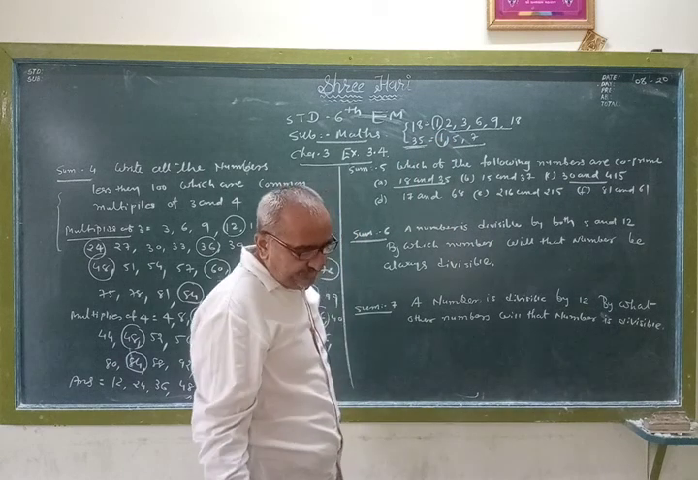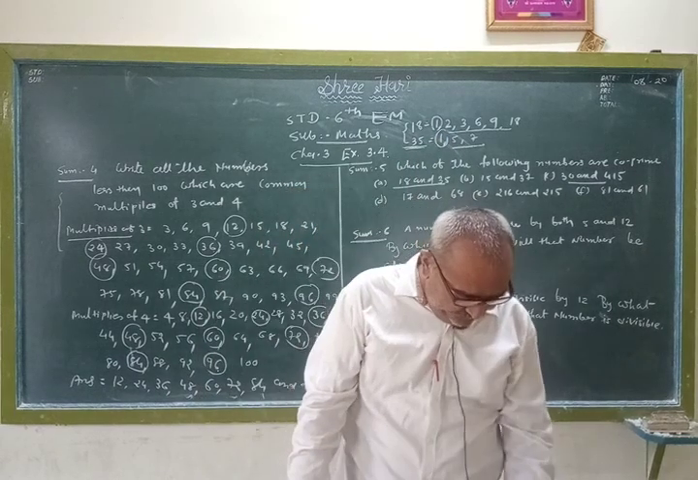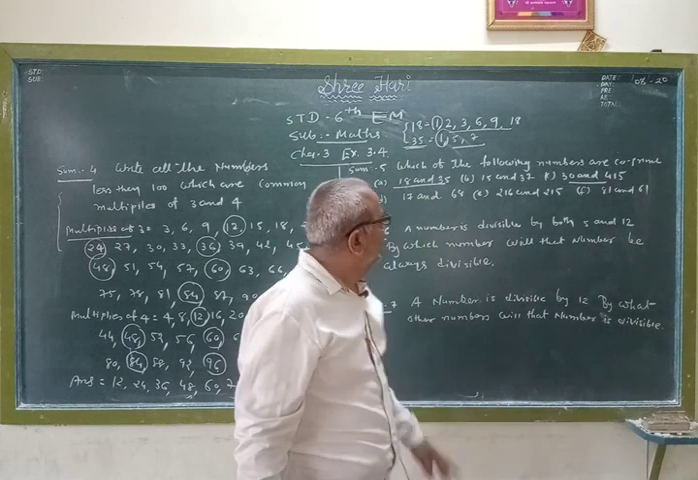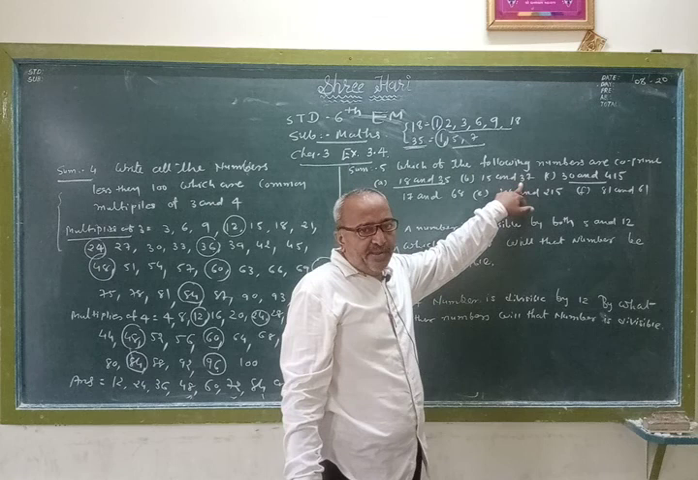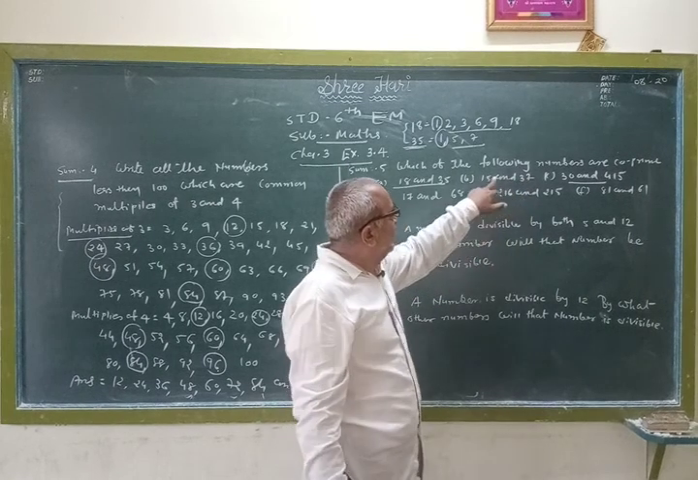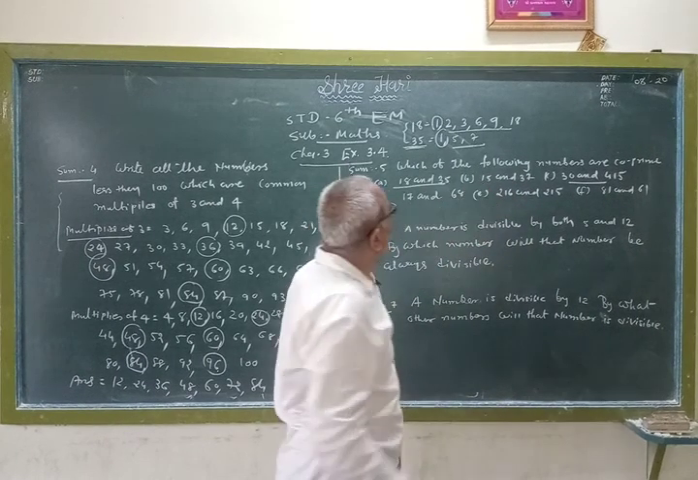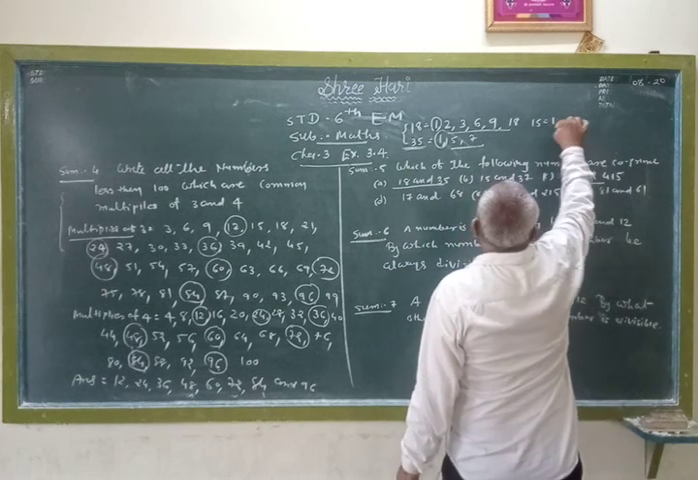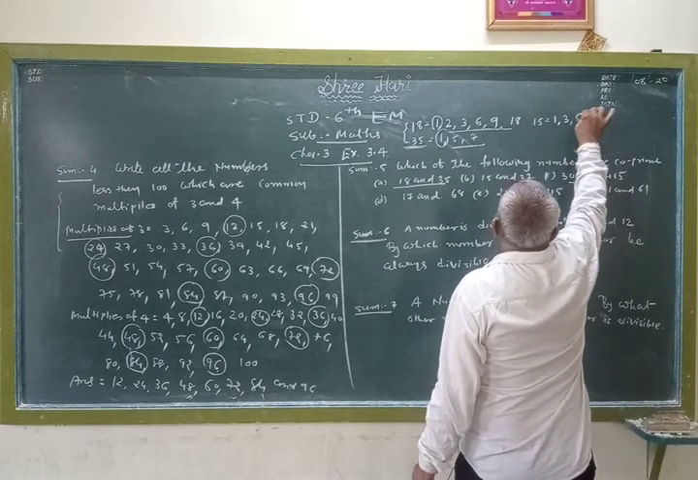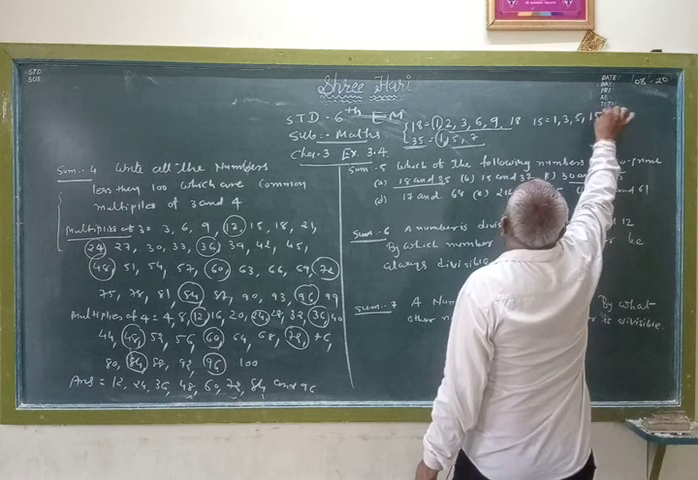Like this, 15 and 37. You know 37 is a prime number and 15 is not prime. Look here, 15: 1, 3, 5 and 15.